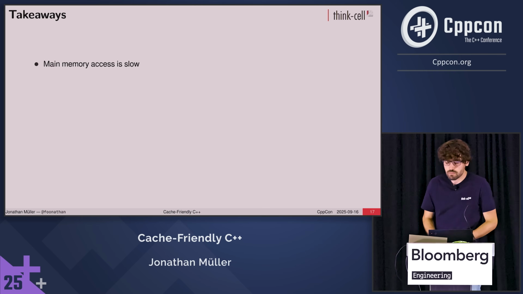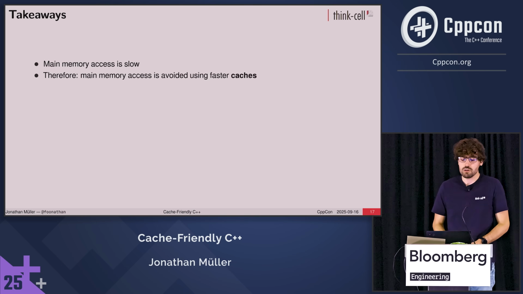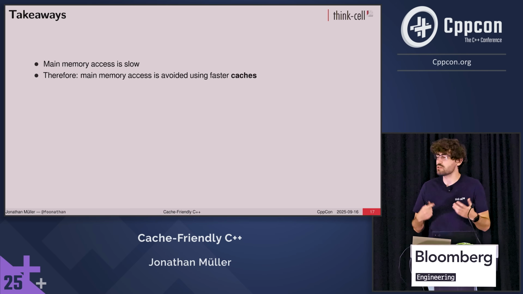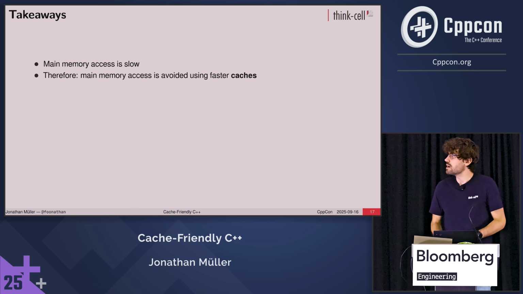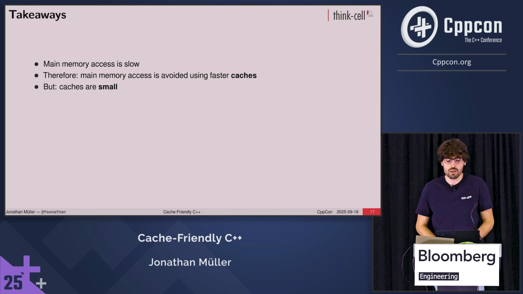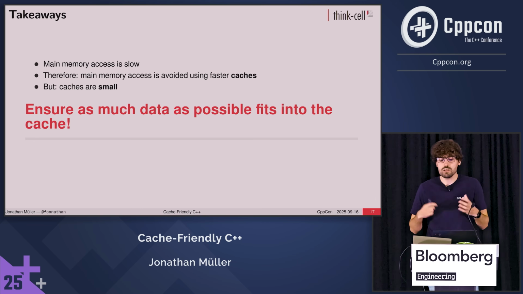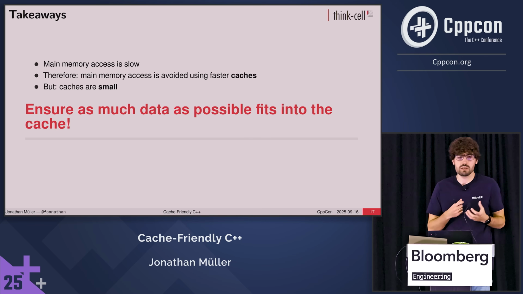Now, the takeaway is main memory access is slow. It's really, really slow. And so we can avoid main memory access by using caches. Caches are faster, closer to the CPU, and we cache frequently accessed values in there. However, the caches are small. So if you want performance, you need to ensure that as much data as possible fits into the cache.